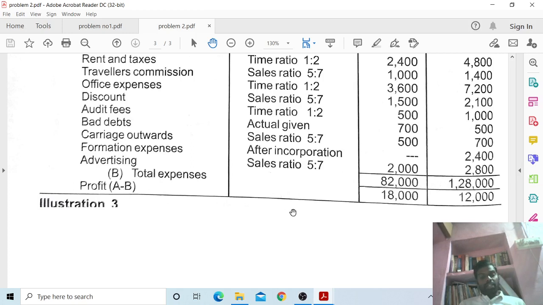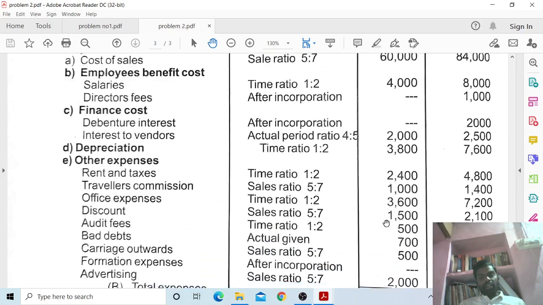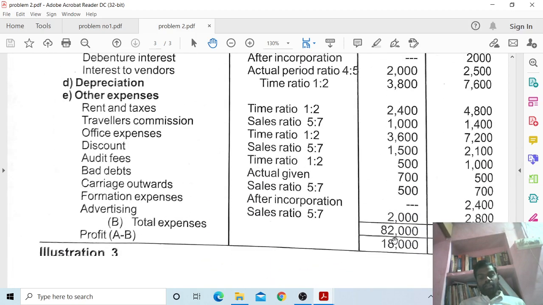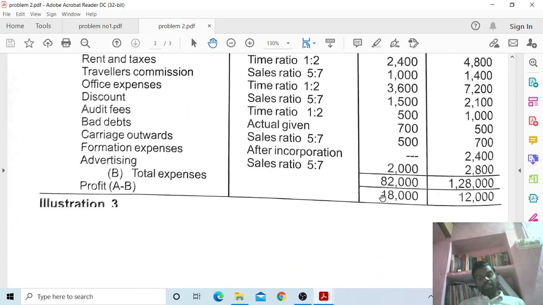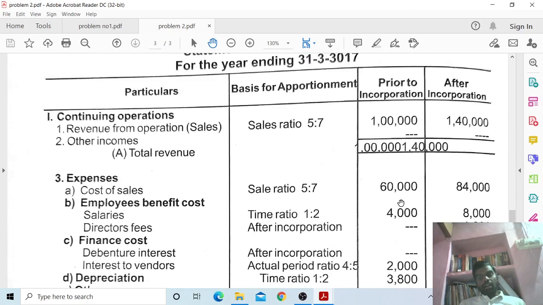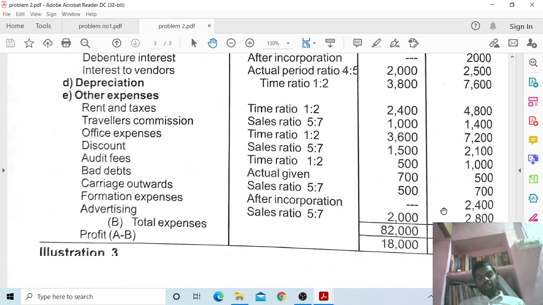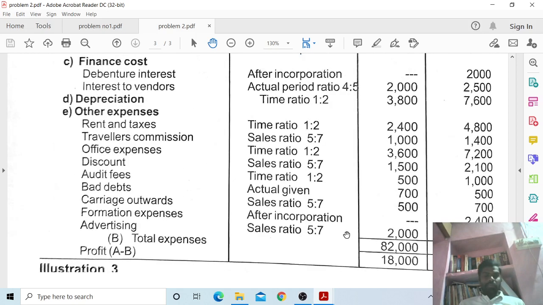Total profit is A minus B. Prior incorporation: 1 lakh minus 82,000, remaining balance is 18,000, the profit prior to incorporation. Next, after incorporation: 1 lakh 40,000 minus 1 lakh 28,000, so the remaining balance is 12,000, the profit after incorporation. So this is the problem of the average sales method.